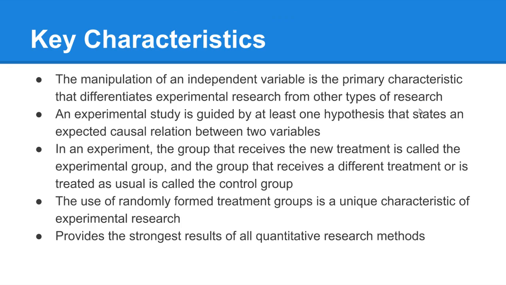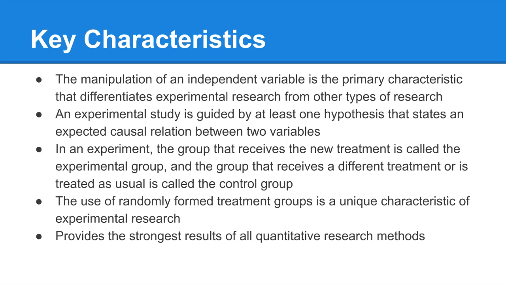All right, moving forward. Here are the key characteristics that are defining points for experimental research. The manipulation of an independent variable is the primary characteristic that differentiates experimental research from other types. An experimental study is guided by at least one hypothesis that states an expected causal relation between two variables.